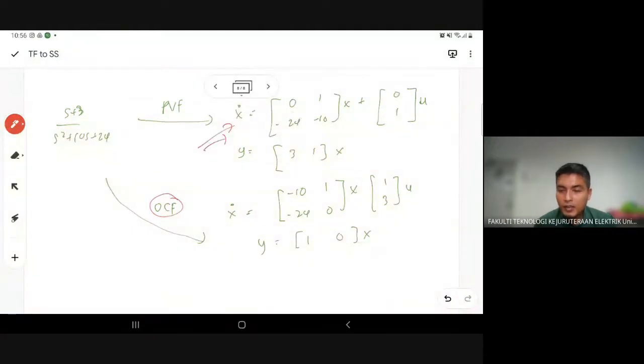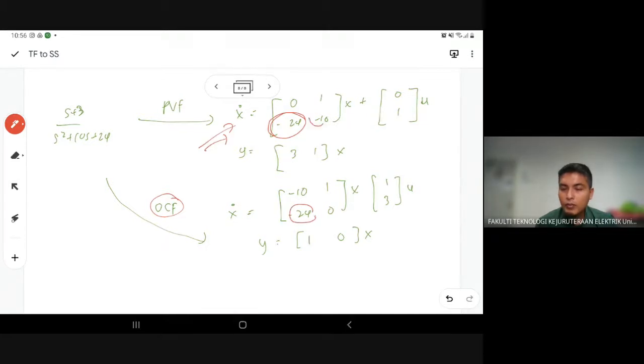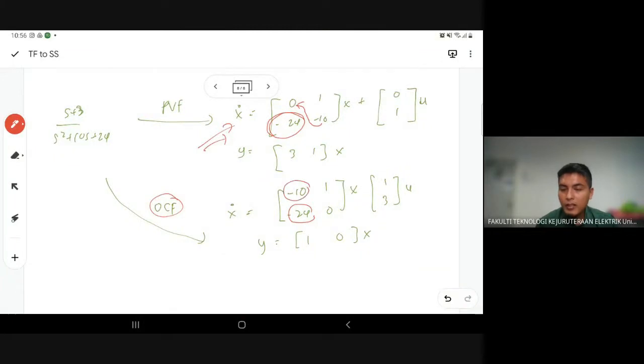So you can see that this is negative 24, this is negative 24. However, you just transpose. You just move negative 10 here, so it becomes negative 10. You just need to rotate. For this one, you just need to swap. And then firstly, you just write 3, 1. That's why 3, 1. This is 1, 0, 1, 0.